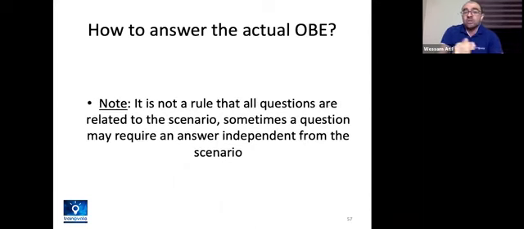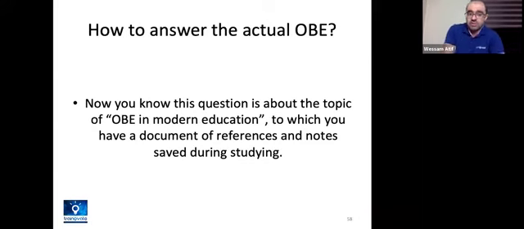Note, it is not a rule that all questions are going to be related to the scenario. Sometimes the question may require an answer independent from the scenario, so it depends on the question really. Now you know this question is about the topic of open book exams in modern education, which is good, because you have a document of reference and notes saved during the studying.